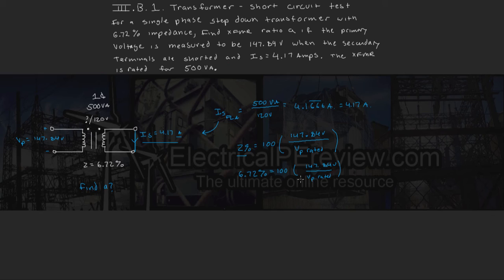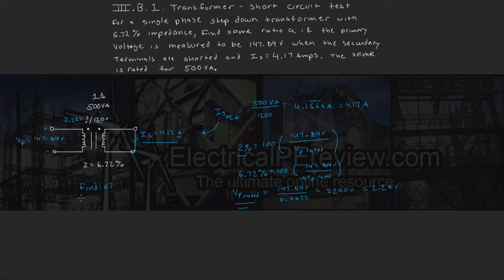To solve for this value right here, we're going to rewrite it to be our rated primary voltage equals 147.84 volts divided by 0.0672. This equals 2200 volts, or 2.2 kV. That's going to be our primary rated voltage. So this is actually a 2.2 kV step-down transformer to 120 volts.